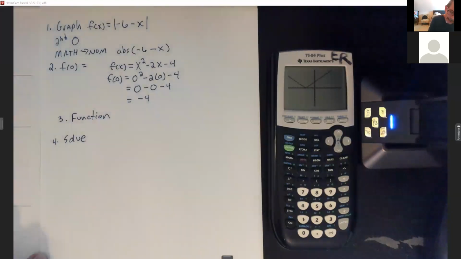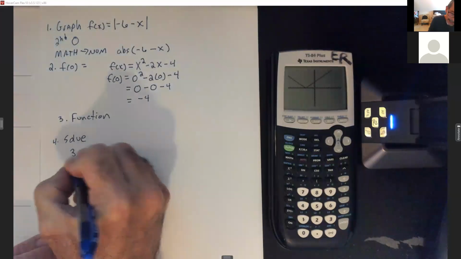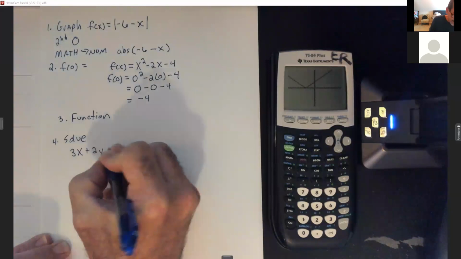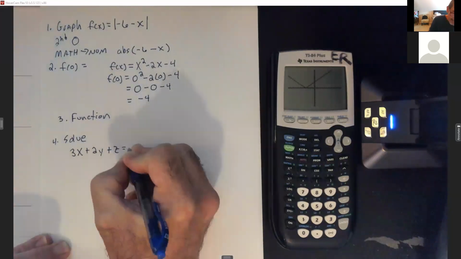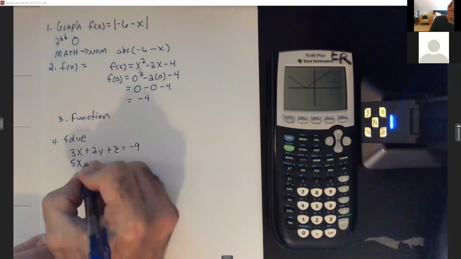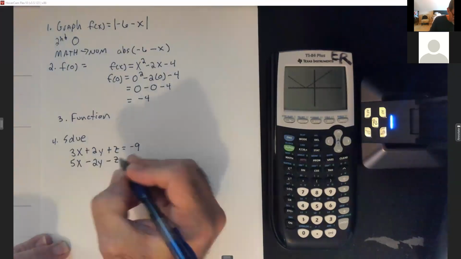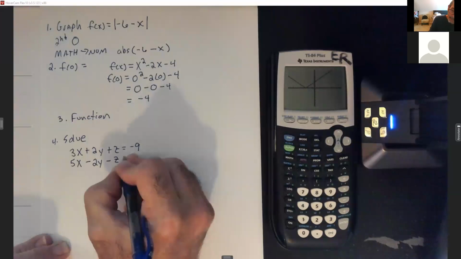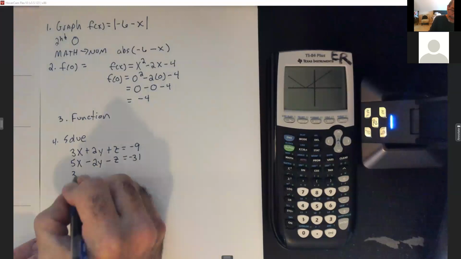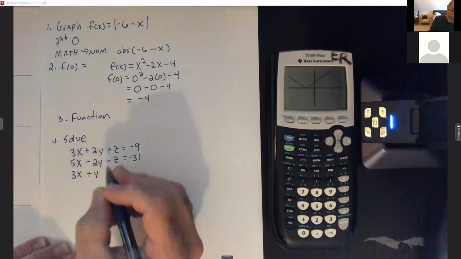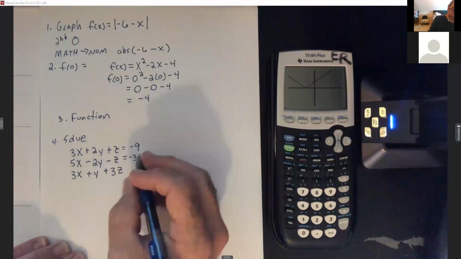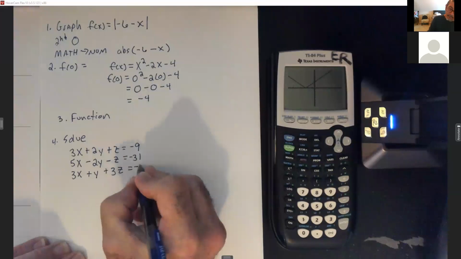All right, y'all, here's a good one. We're going to solve 3x plus 2y plus z equals -9. 5x minus 2y minus z equals -31. And then 3x plus y plus 3z is going to equal -22.